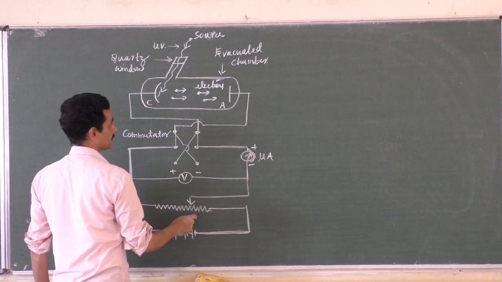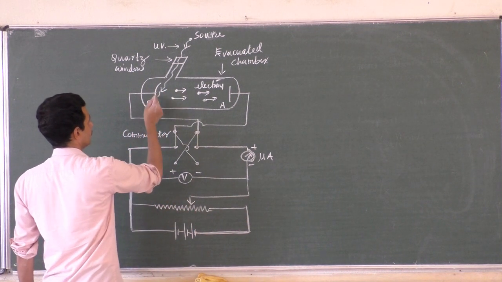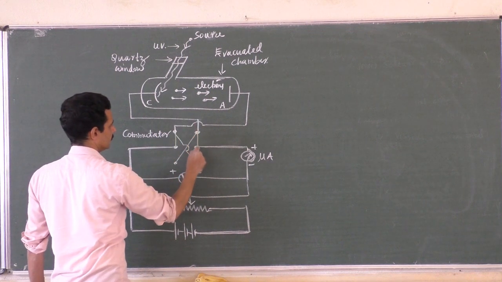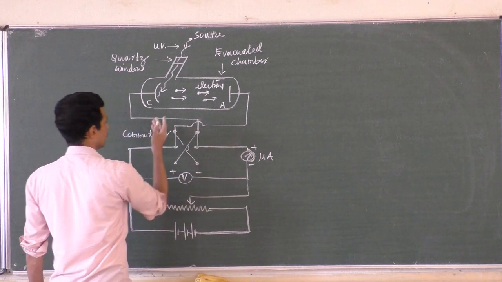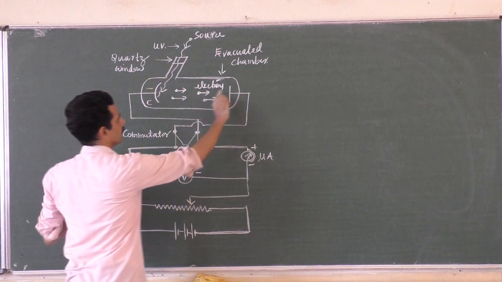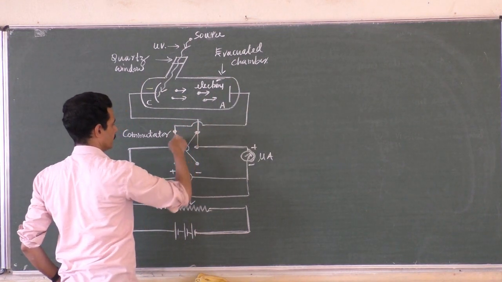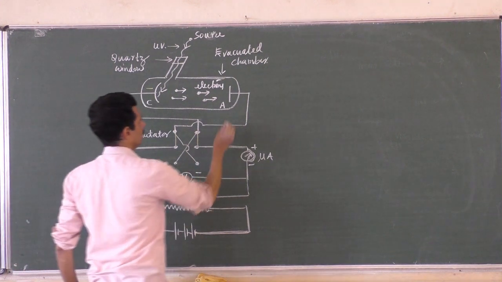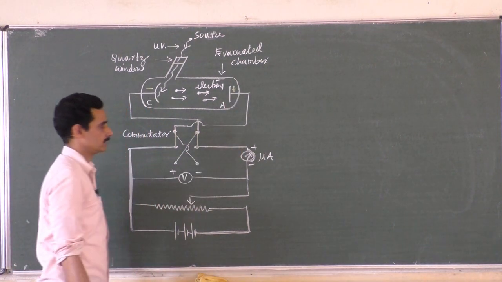So from where did we start? Cathode, right? Cathode to this one, like this. Cathode is negative. What about anode? It should be positive, like this, here, coming like this, positive. Cathode is negative, anode is positive.